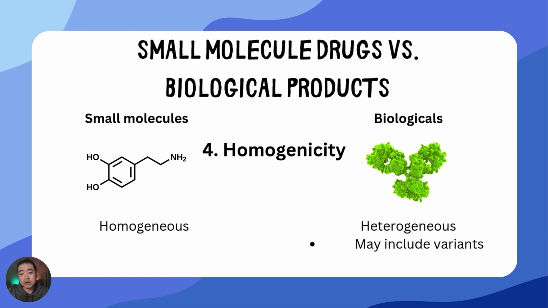Biological products, on the other hand, are heterogeneous, meaning they may contain variants. In the biologics industry, we refer to this as batch-to-batch variation, which occurs because each production run depends on living cells. Once a batch is produced, the cells used will eventually die, requiring a new set of cells for the next batch, introducing inherent variability between batches.